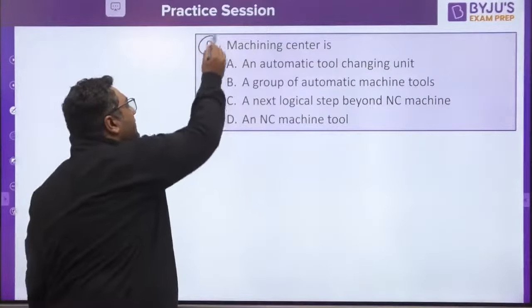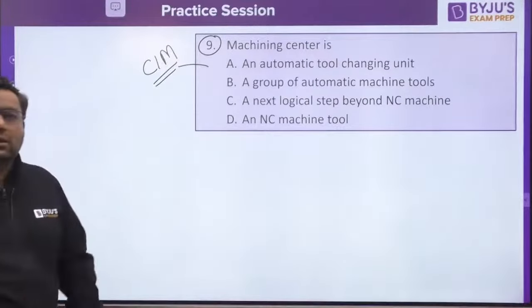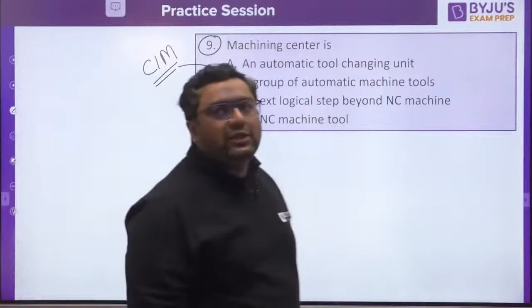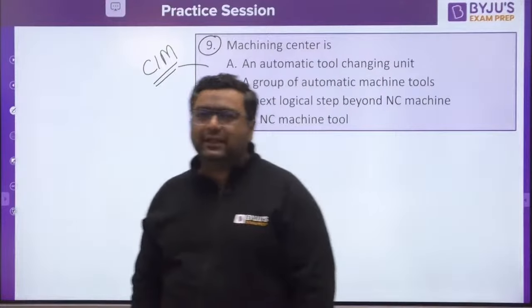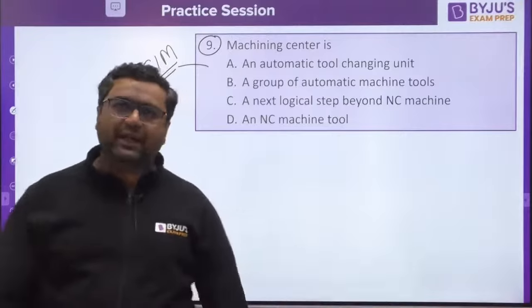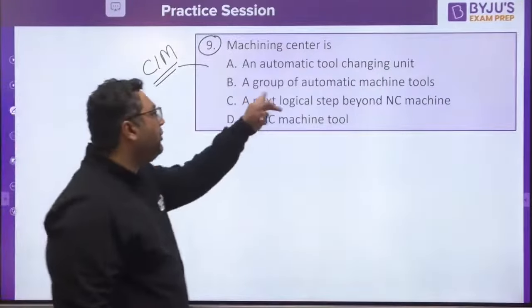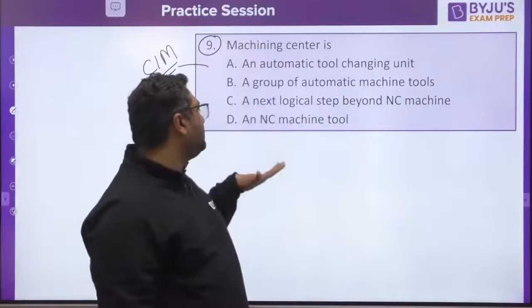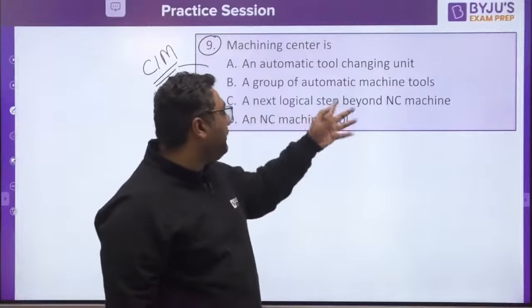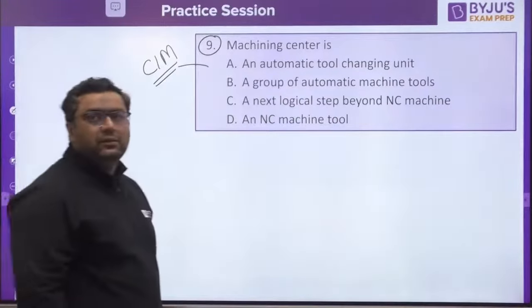This is once again a question from CIM. As I told you, I have covered all the topics, so that from wherever the question is coming you must be in a position to answer. Rohan is saying C, Saikat is saying C for the previous one, it's correct. What about this machine center? What is a machine center? An automatic tool changing unit, a group of automatic machine tools, a next logical step beyond NC machine, an NC machine tool.